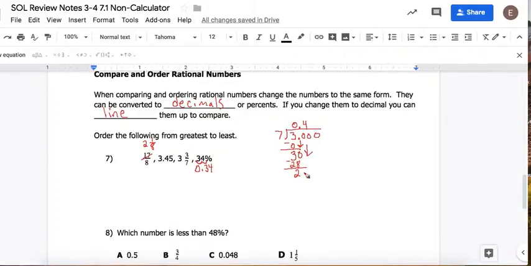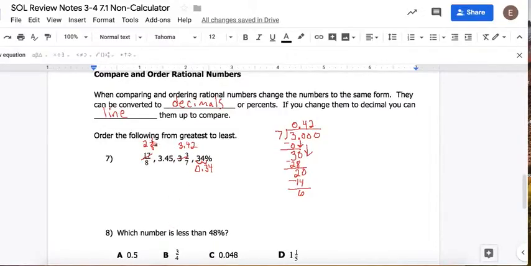We're going to bring down a 0. And now 7 goes into 20 2 times. 2 times 7 is 14. I would subtract and get 6. And I'm going to stop there, because I have 2 numbers after the decimal, and none of my other forms have more than 2 numbers so far. So we're going to cross this out for right now and put 3.42.